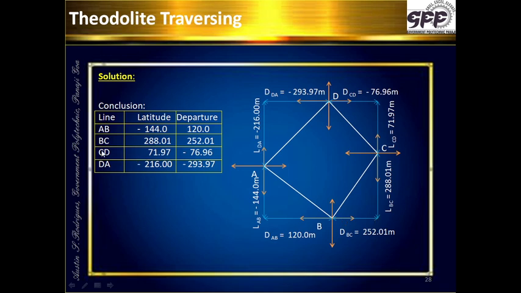Magnitude is known. For the line CD, I have my latitude as northing 71.97, and my departure is westing, that is 76.96 magnitude. For the line DA, that's the last line, I have latitude as negative, that means it is southing, going downwards, that is 216.00 meters, and I have my departure as westing, that is 293.97 meters. So this is the way we calculate all the latitudes and departures for a traverse. Thank you.